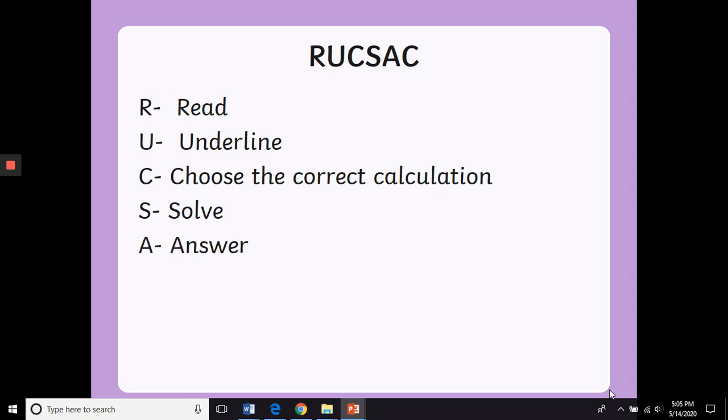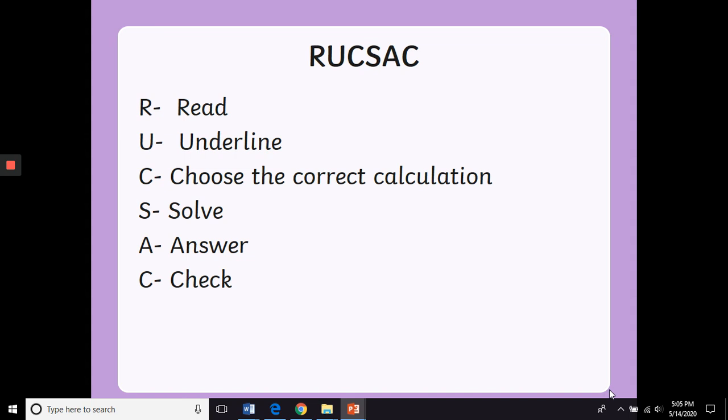The next one is answer. We write the answer to the word problem. Okay. And the last one is check. Sometimes we forget to check our answers. So it's very important to again read it, maybe underline, and then recheck answers. Okay. So I'm going to show you a few word problems and we are going to follow these steps and solve them.